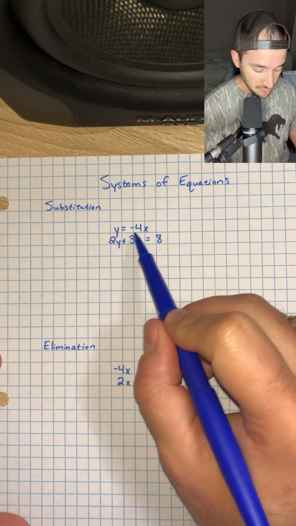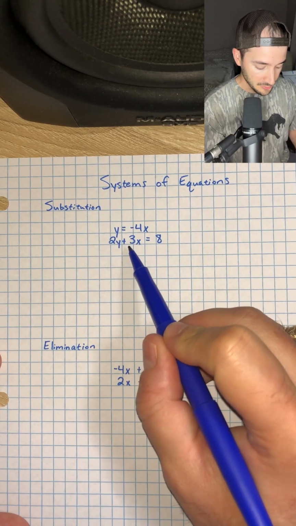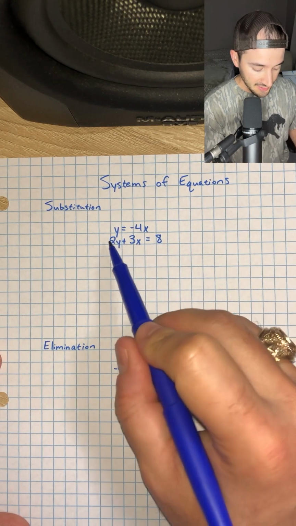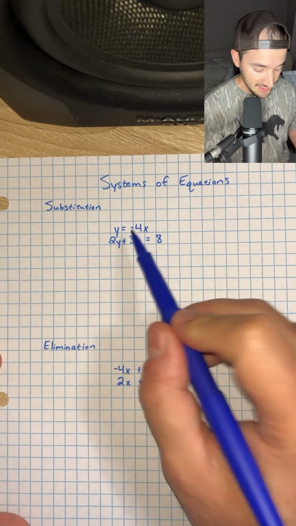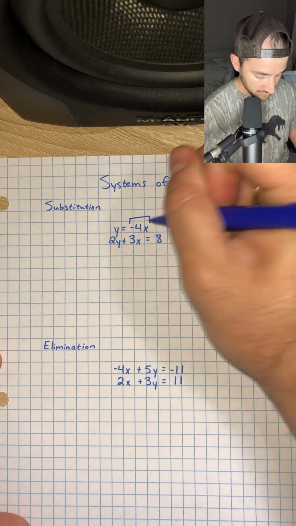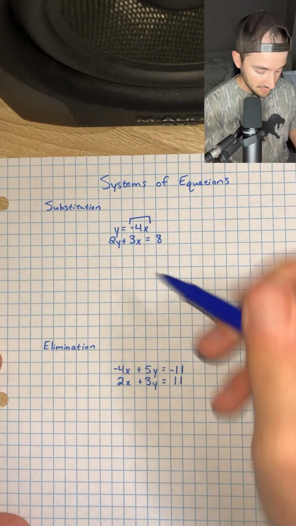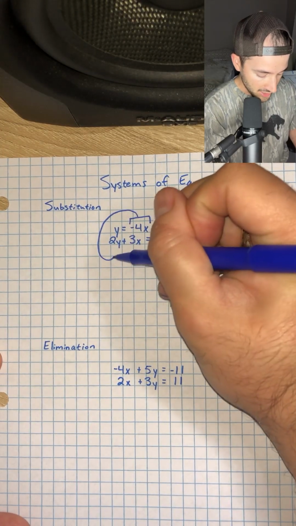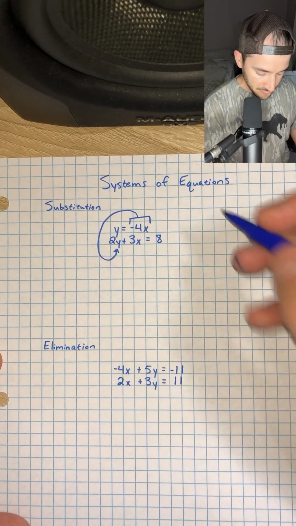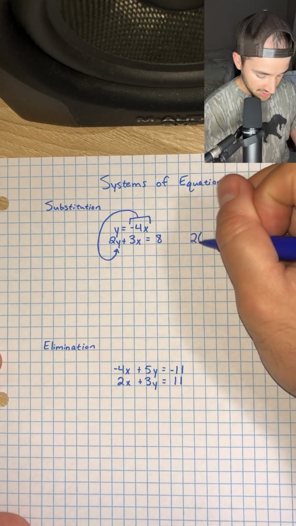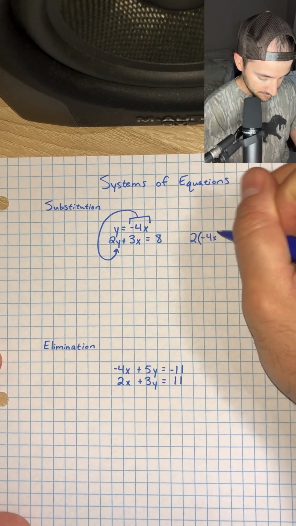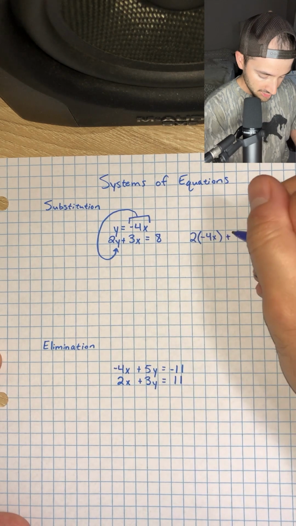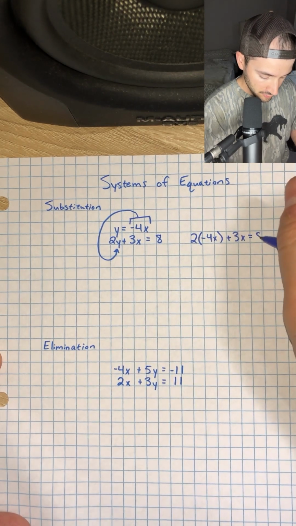So we have y equals negative 4x and 2y plus 3x equals 8. And so since we already know what y is equal to, we're going to take that part, negative 4x, and plug that in for y in this equation. So once we do that, we're going to have 2 times negative 4x, because we plugged that in for y, plus 3x is equal to 8.